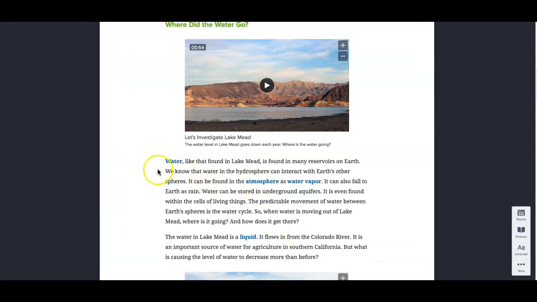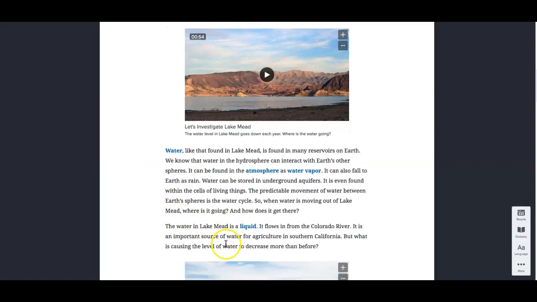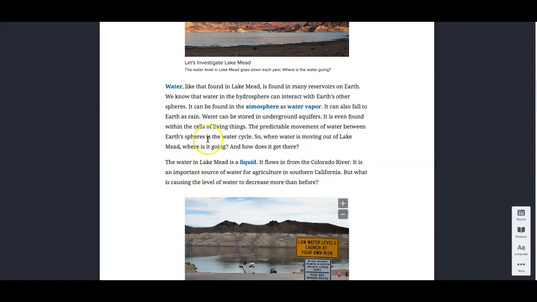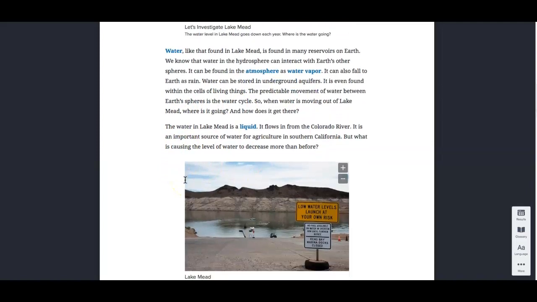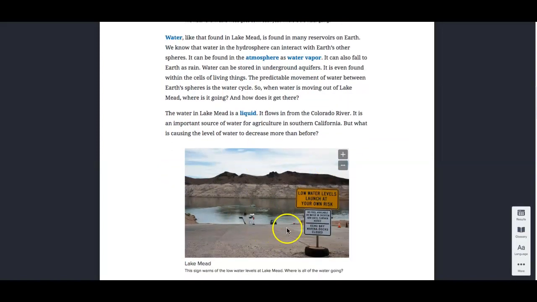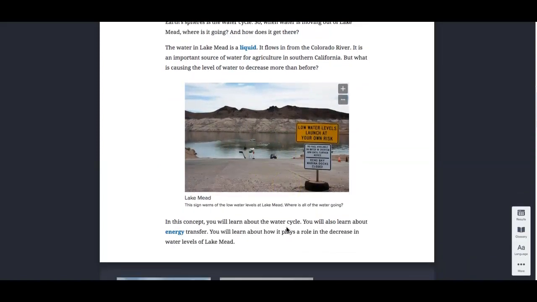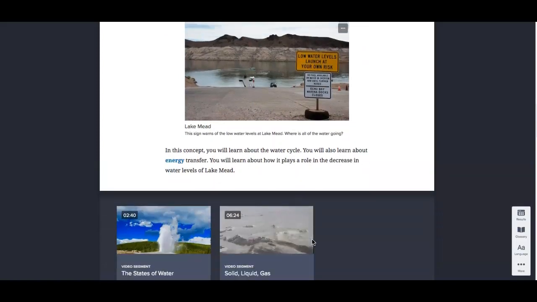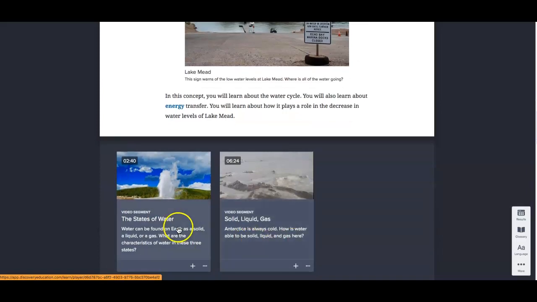Then read this paragraph here about water in Lake Mead, and the water in Lake Mead is a liquid, and it's going to give you just some background information about that. Just another picture. And then it's just telling you this concept you're going to learn about the water cycle and energy transfer. These two videos are extra if you'd like to watch them.